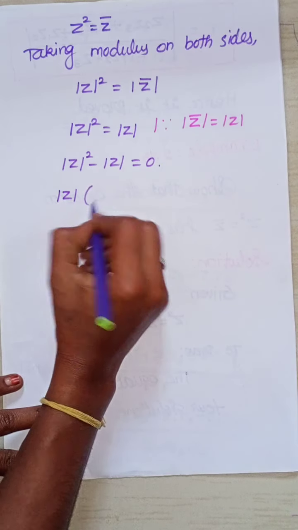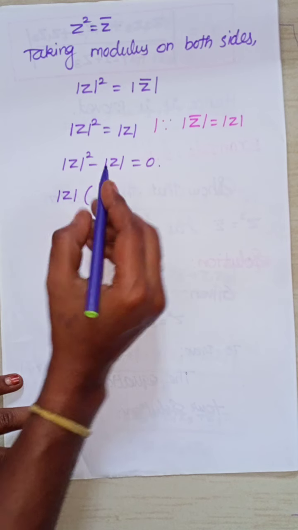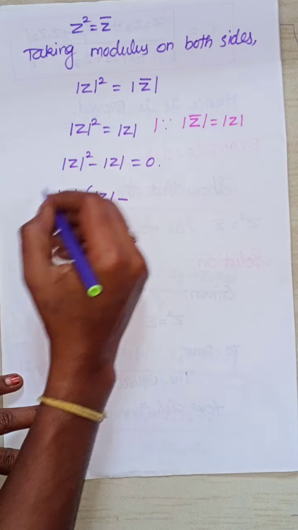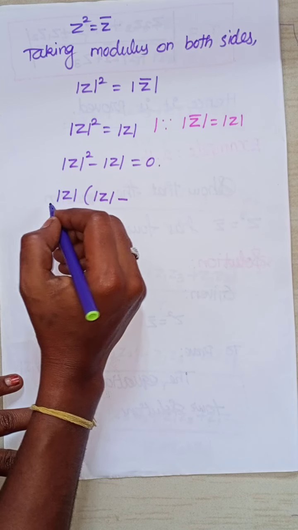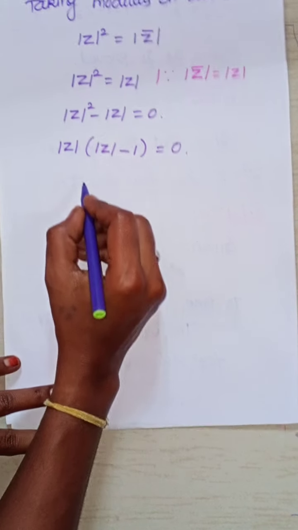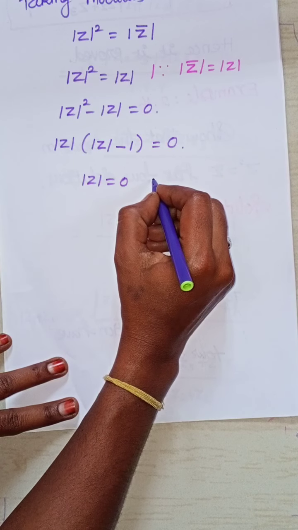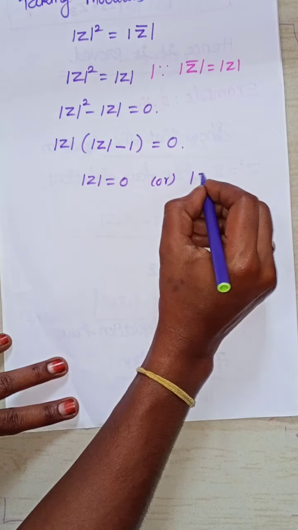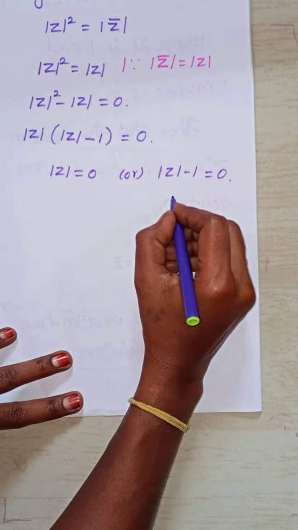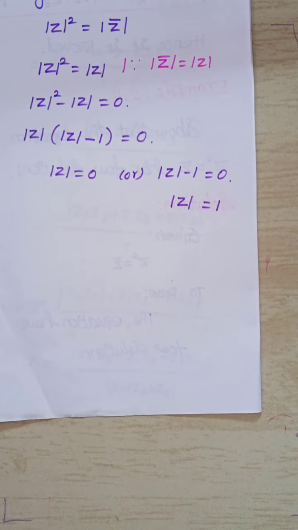Taking modulus z commonly outside, inside the bracket one modulus z remains, and minus one, so the remaining is 1, which is equal to 0. So in this equation we got modulus z equal to 0, or modulus z minus 1 equal to 0. So modulus z is equal to 1.